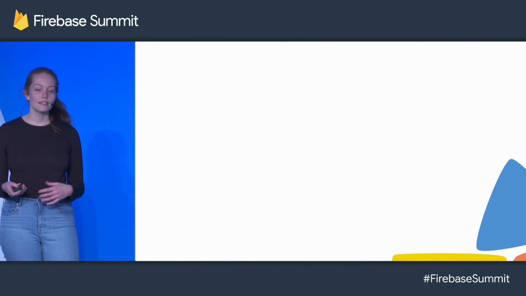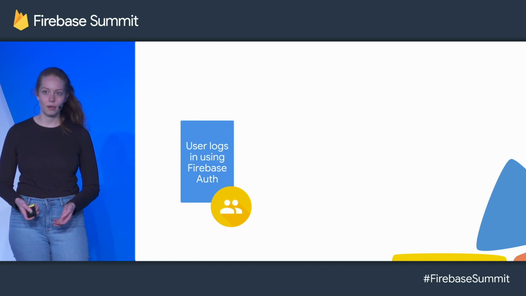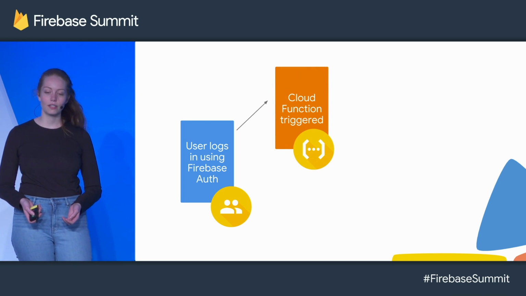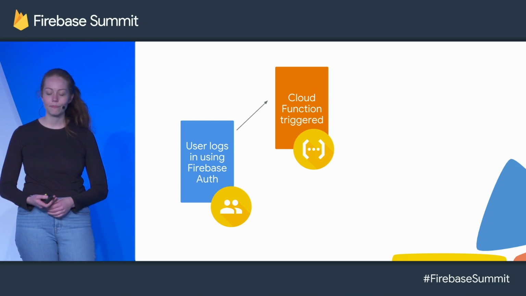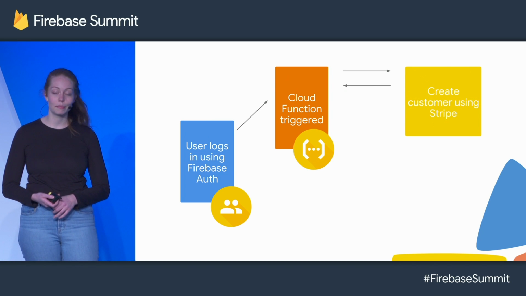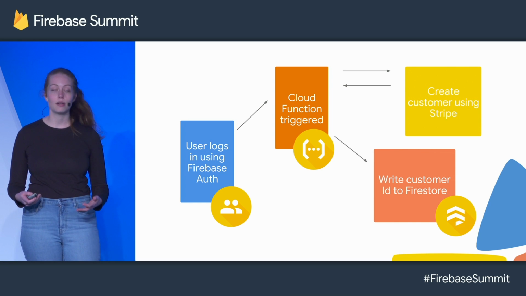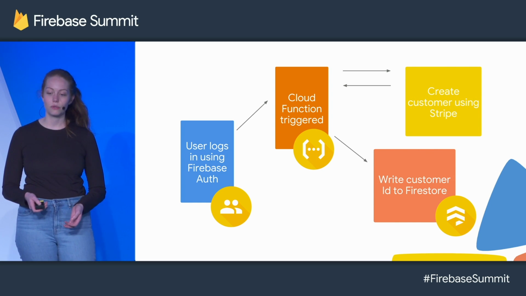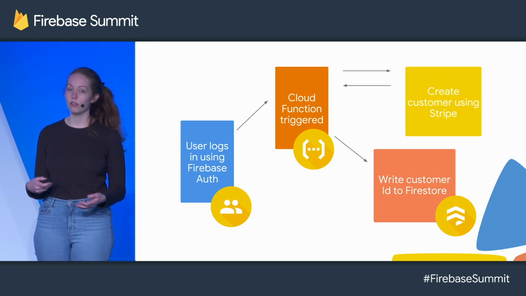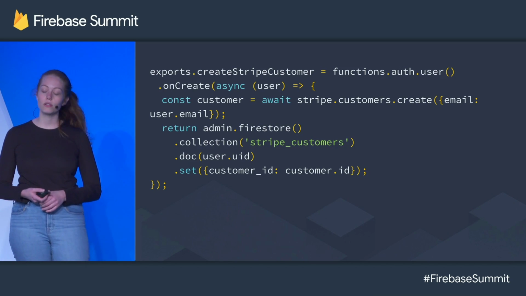So how this will work is the client will log in. So a user is going to log in for the first time using Firebase authentication. Once the user logs in, we'll trigger a cloud function. The cloud function will then talk to the Stripe API and create a customer. Once we get the data back from Stripe, we'll save it back to Firestore. We need this data in Firestore to make our next API calls to Stripe, so we need to keep track of it. So let's look at what this will look like in code.